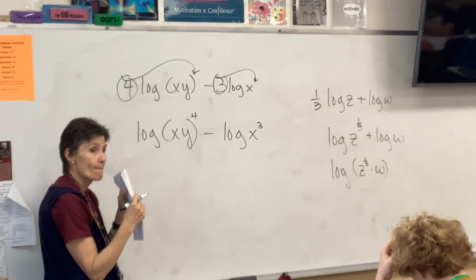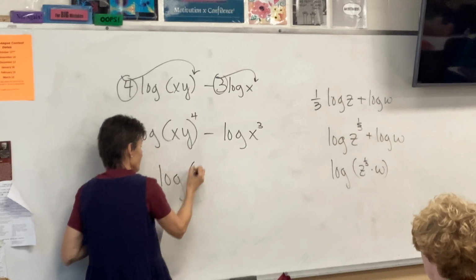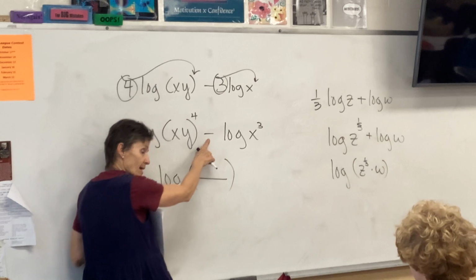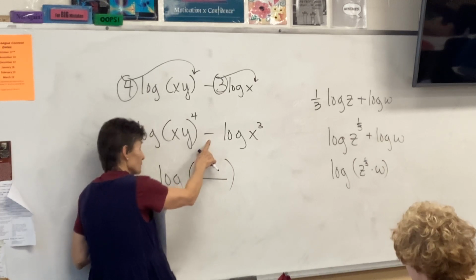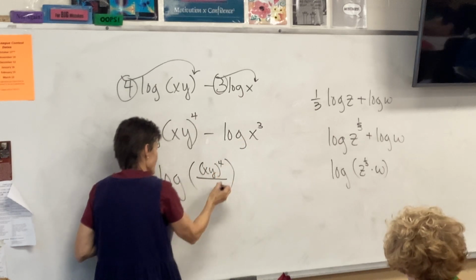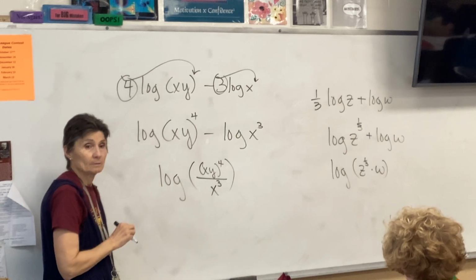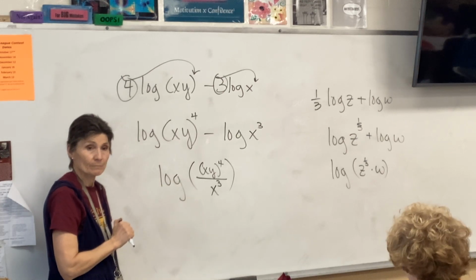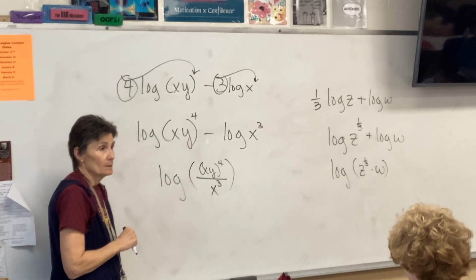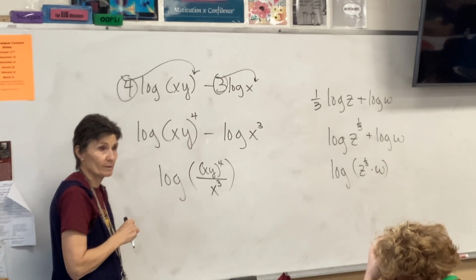Now what? Make it a division. So 2 logarithms are going to become 1 logarithm. And it's going to be a division because that's a subtraction. And that's the numerator, so xy to the 4th. And that's the denominator. Oh, okay. So will you subtract points if you don't put the logarithm in front? You gotta have the logarithm in front. You're just taking 2 logarithms and writing them as 1 logarithm. You can't get rid of the logarithm.